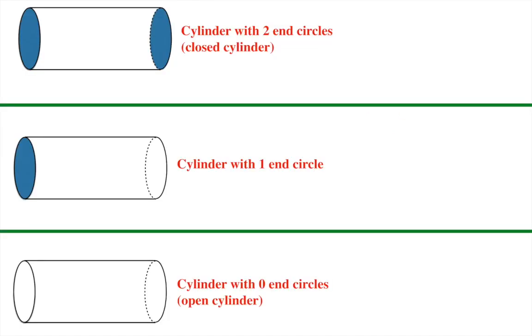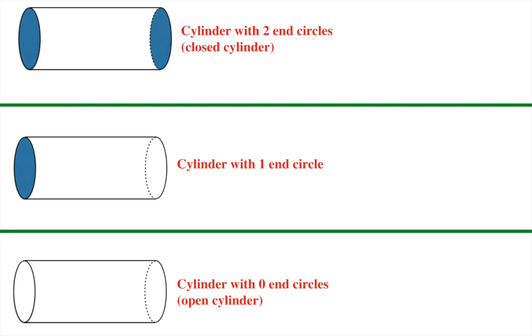Now, something we need to be careful about, sometimes cylinders will have both ends closed. So that's called a cylinder with two end circles. It's a closed cylinder. Sometimes you might have a cylinder where one end is blocked and the other one is hollow or open. So a cylinder with one end circle. And sometimes you'll have like a pipe where there's no circle on either end. It's called an open cylinder. So two end circles, one end circle, or 0 end circles.